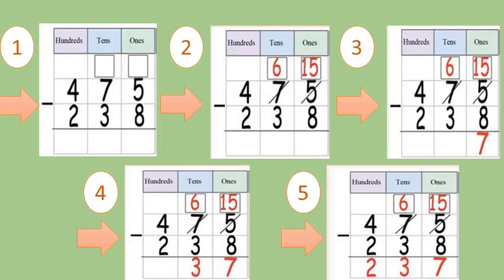Very good. So I have 7 in the tens, it will be 6, and I have 5 in the ones, it will be 15. Very good. Now I have enough ones, so 15 minus 8 equals 7. I move to the tens, 6 minus 3 equals 3, and the last one, hundreds, 4 minus 2 equals 2. So the answer is 237.